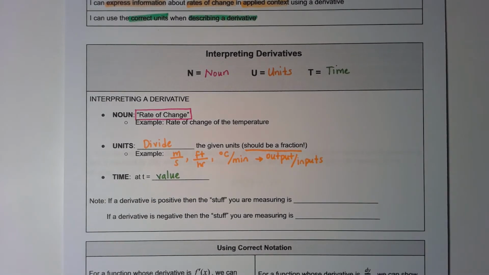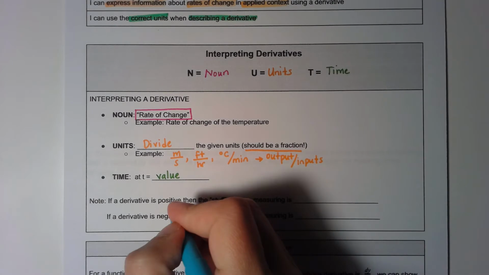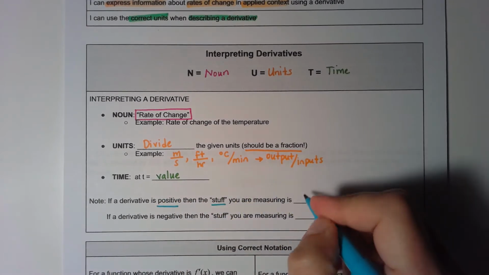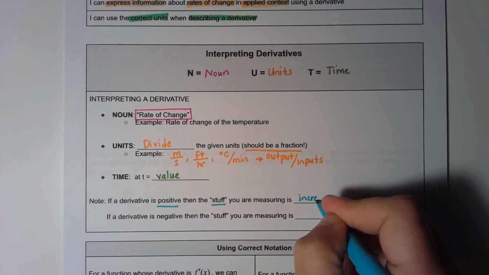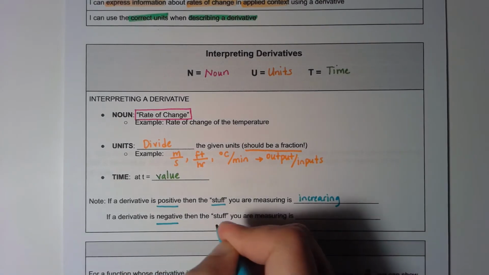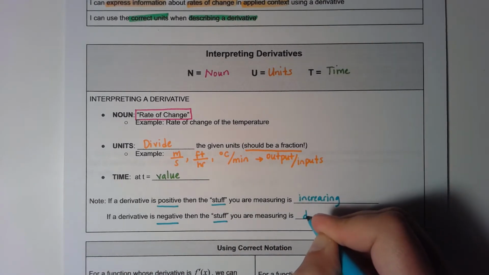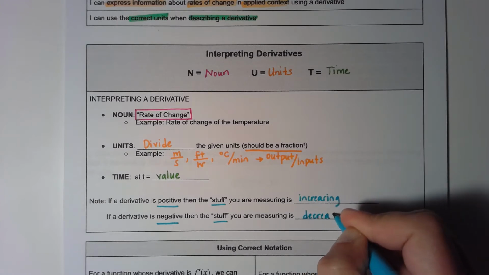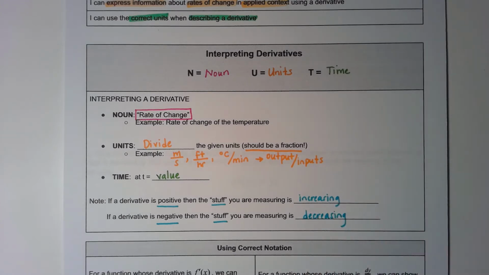Now, I want to make sure that we note that when you find a derivative, if the derivative is positive, then the stuff that you're measuring is increasing. And if your derivative is negative, then the stuff that you're measuring is decreasing. So if the rate of change of our temperature is positive, then the temperature is increasing. And if the rate of change of our temperature is negative, then the temperature is decreasing.